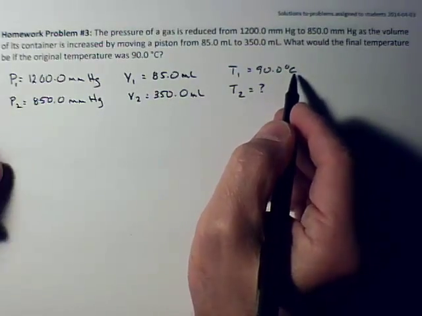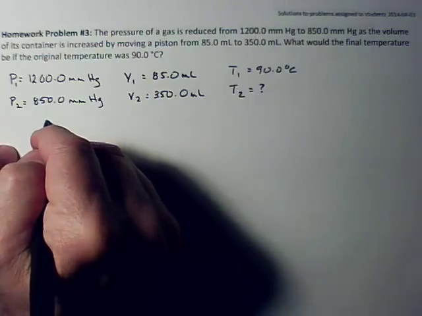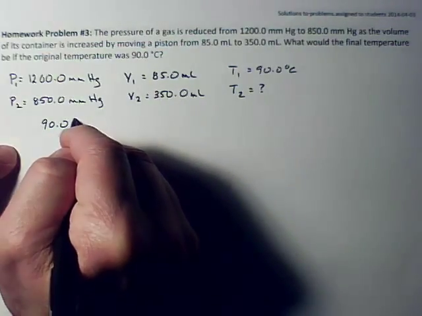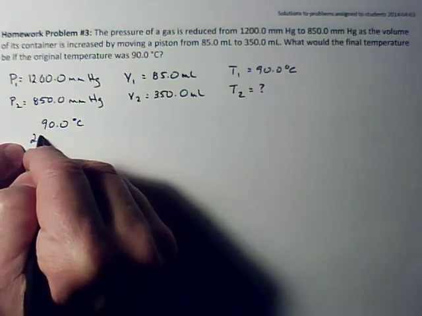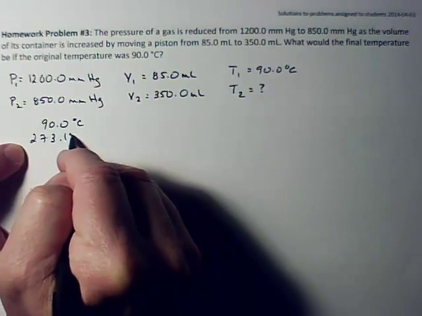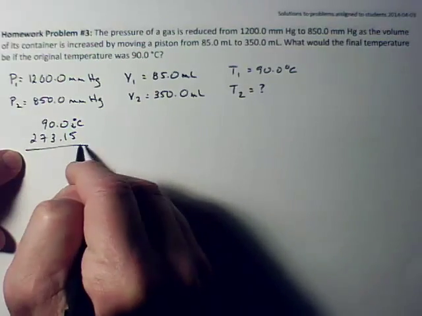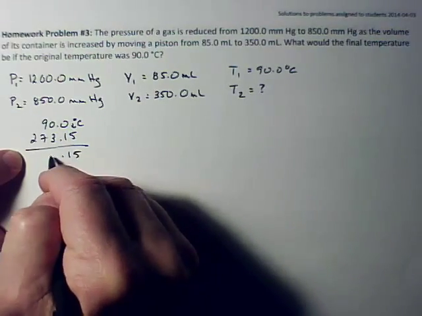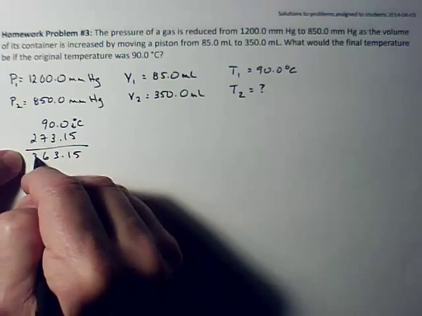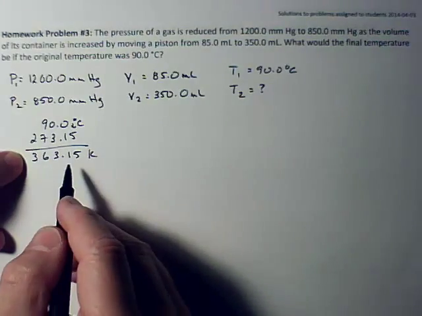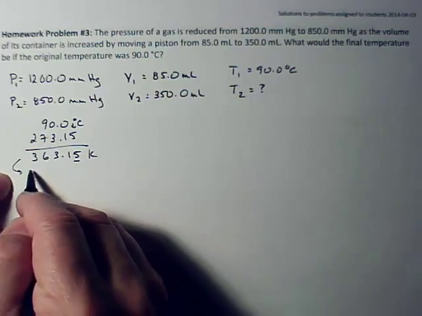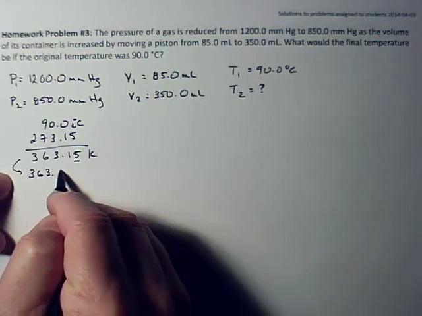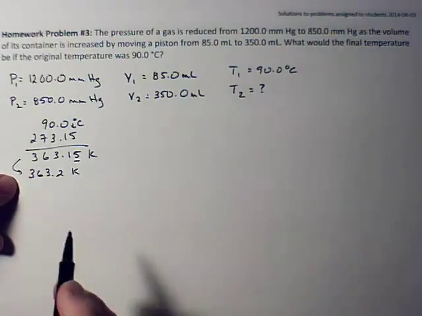All right, let's find our Kelvin temperature, 90.0 degrees C. I'm going to add 273.15 to that. There's an empty slot above the 5. 363.15 K. This 5 is insignificant. We round it off. And there's the temperature we want to use.